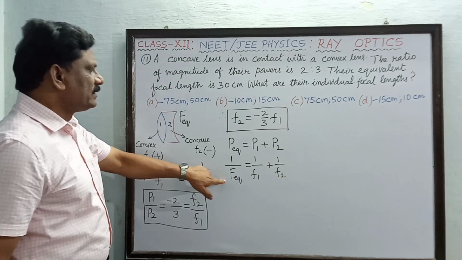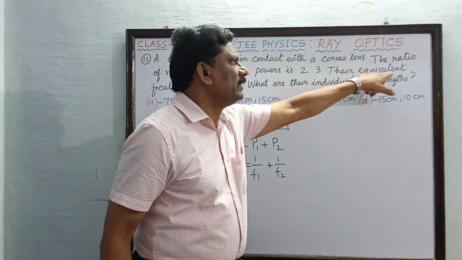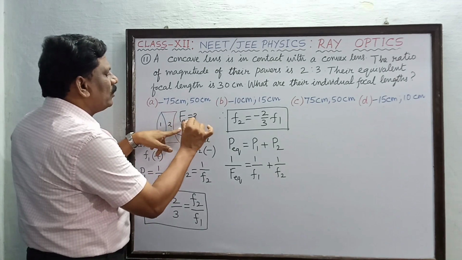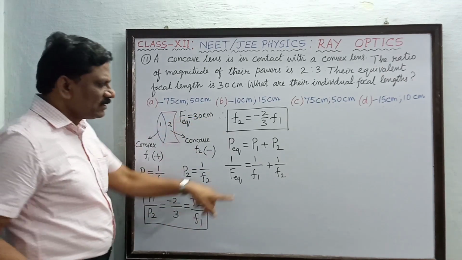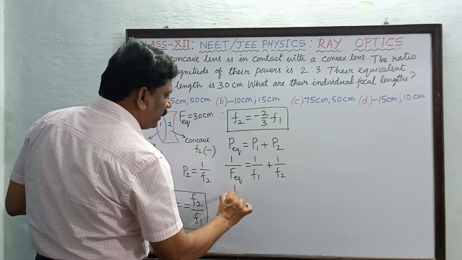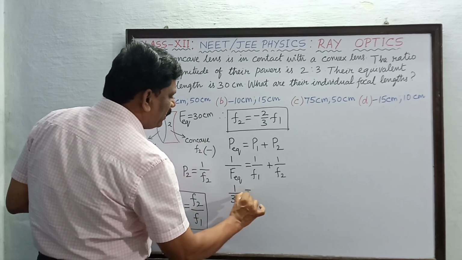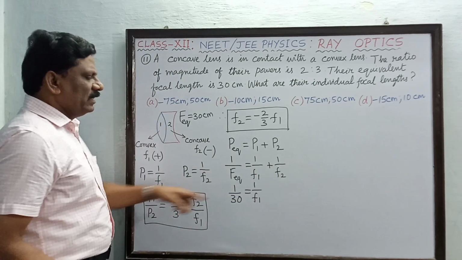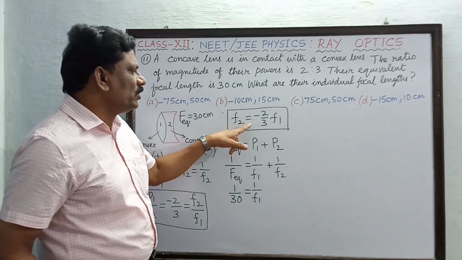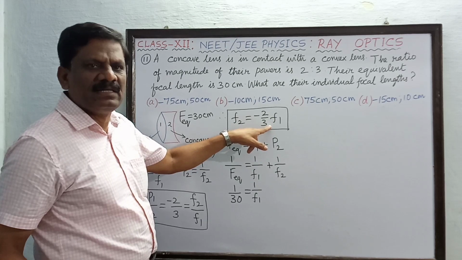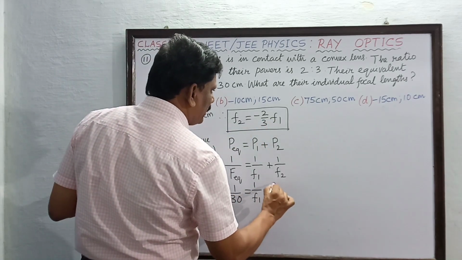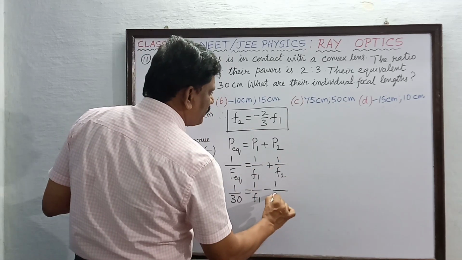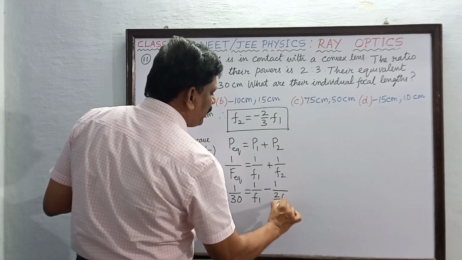This f equivalent, what is it? Their equivalent focal length is 30 centimeter. That means this f equivalent is 30 centimeter. So 1 by 30 is equal to 1 divided by f1 plus 1 by f2. In place of f2 what I can substitute is minus 2 f1 by 3. So instead of f2 I will substitute minus 2 by 3 f1.